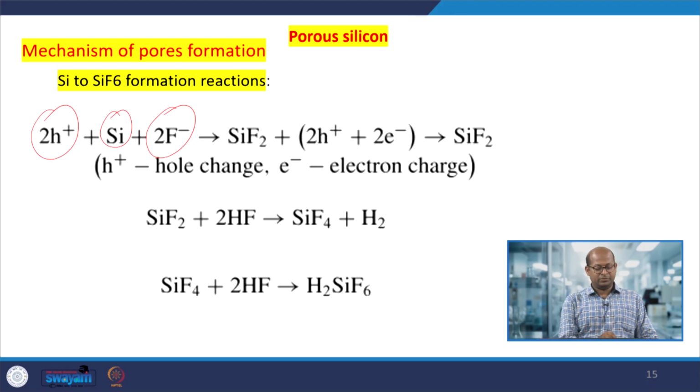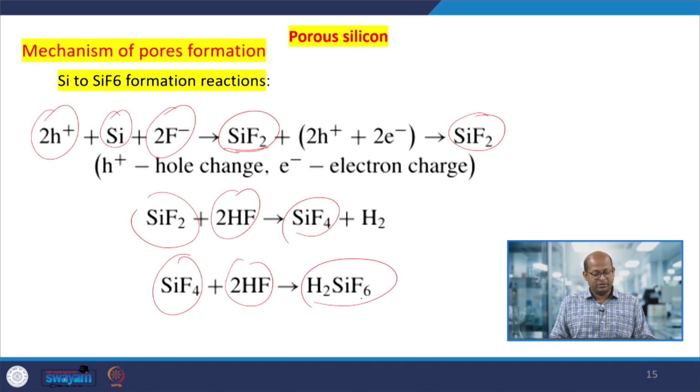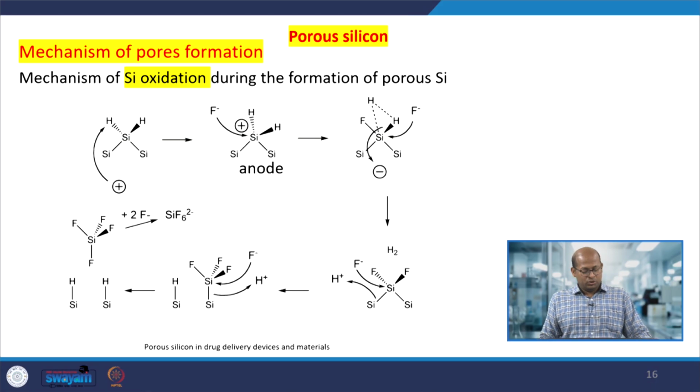So that may react, and this type of reaction would form SiF2 species, which further reacts with the HF present in the solution. So SiF4 would form, and this would further react with the hydrofluoric acid present in the electrochemical cell, and then SiF6 formation occurs. Here in the mechanism you can see silicon, Si, and fluoride ions attacking due to the hole formation when we maintain some voltage and current between the two electrodes in the electrochemical cell.